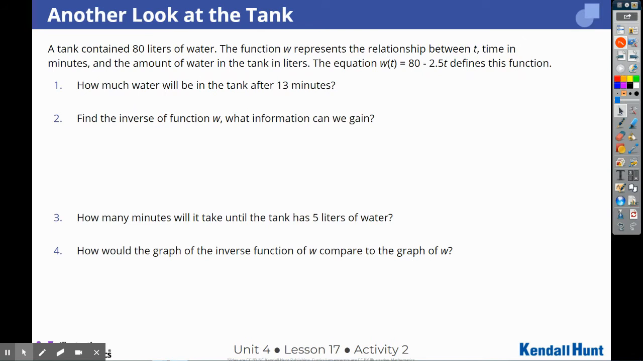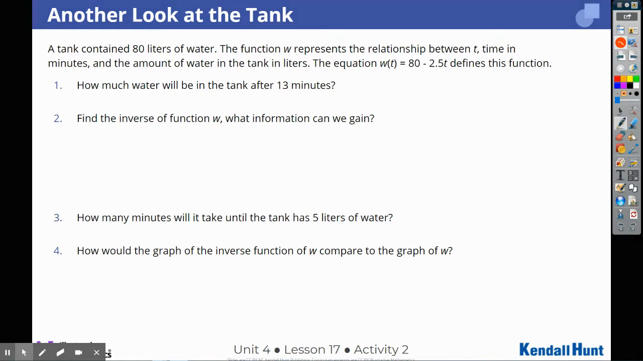All right, so let's look at this problem a little bit more in detail. This tank of water had 80 liters, and the function W represents the relationship here. We're using the same equation that we had before. So how much water will be in the tank after 13 minutes? You could either look at that graph you just created, or we could use our function. We need 13 minutes, and that's going to be our time. So instead of T in the function, I'm going to put 13 to evaluate our expression here.